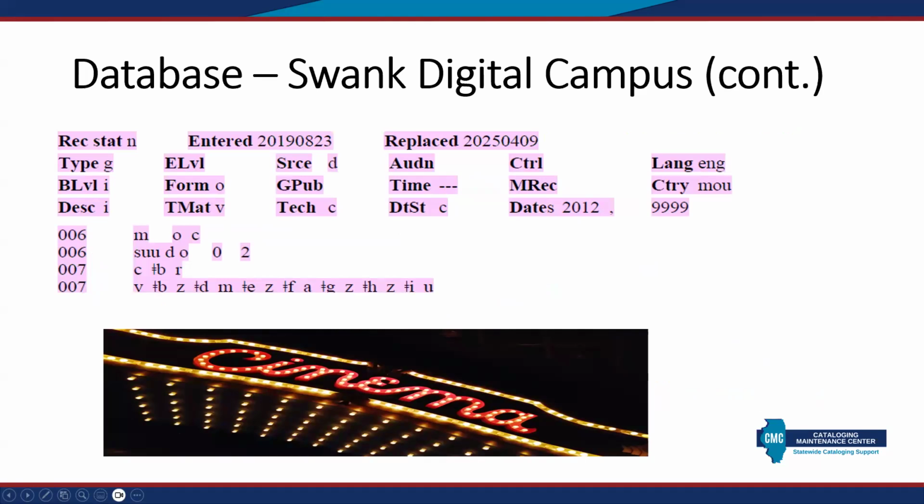All right, so in this case, up in our fixed fields, our type is G for projected medium. B level is I for integrating resource, and Swank is often updated with new movies. Tech is C.